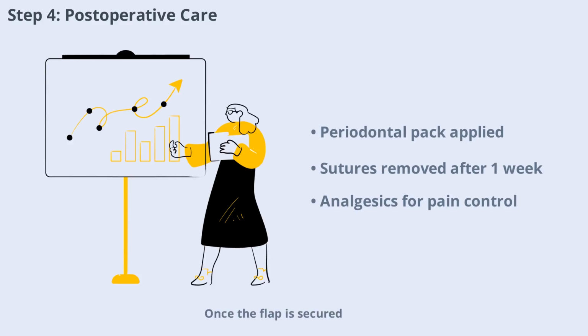Once the flap is secured, the surgical site is covered with a periodontal pack. After 1 week, the pack and sutures can be removed. Post-operative care typically includes analgesics to control pain, while antibiotics are not always necessary unless complications arise. Healing may occur by connective tissue adhesion, connective tissue attachment, or long junctional epithelium. Some studies suggest improved outcomes with citric acid root conditioning. Proper post-operative management is essential for successful healing and patient comfort.